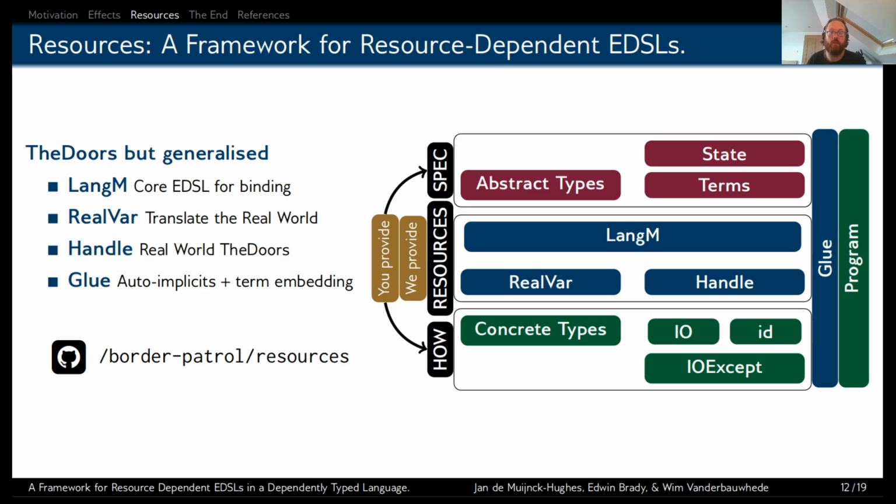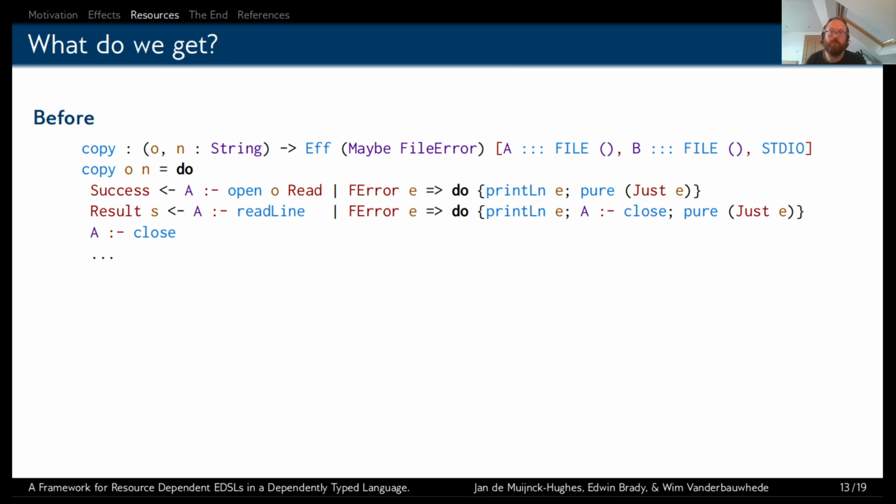concrete types. However, for language users to construct programs in a clean way, we need to provide some glue to embed the provided terms into LangM and to auto-calculate any predicates used. This is also provided by the language designer, and it forms the language's API. Everything we have is on our GitHub page, but before we ask the final question of how good this framework is, let's revisit our original example, see what it looks like now.